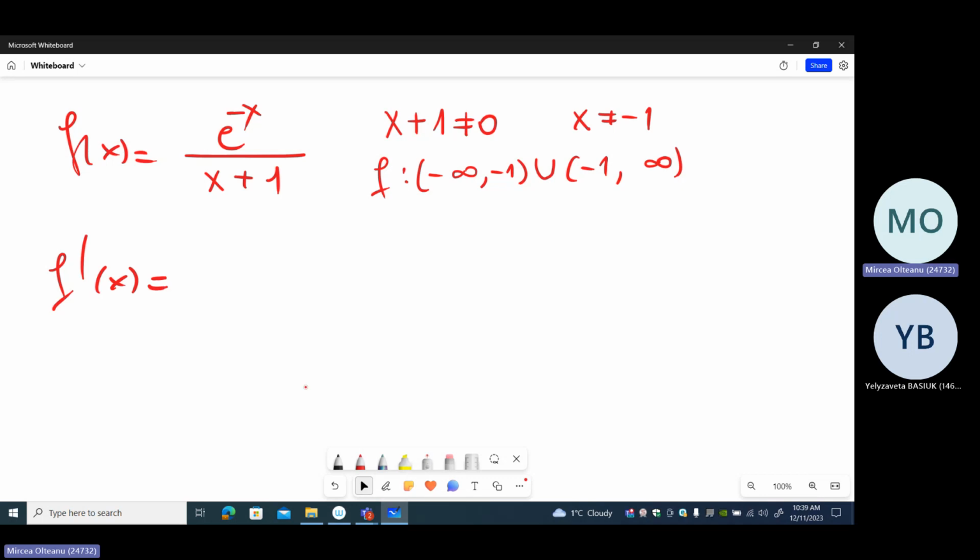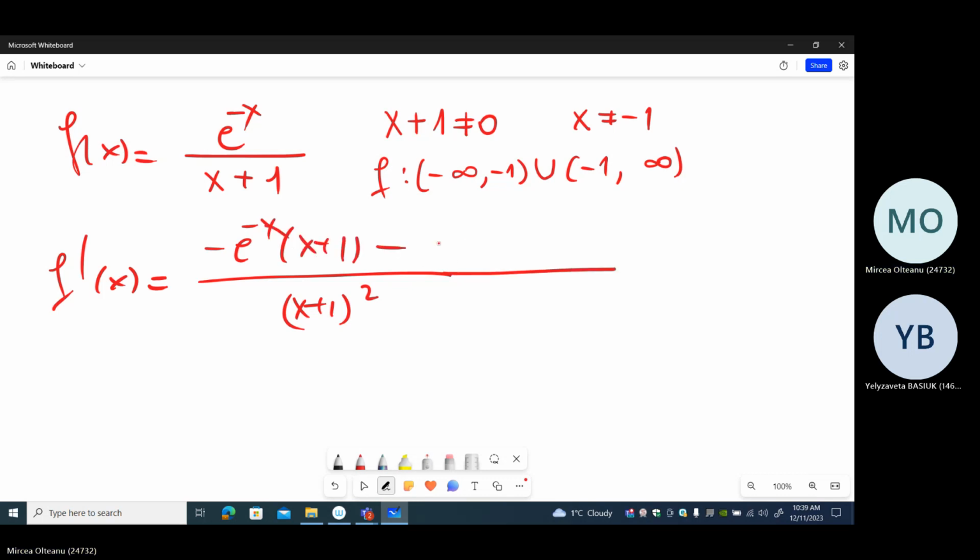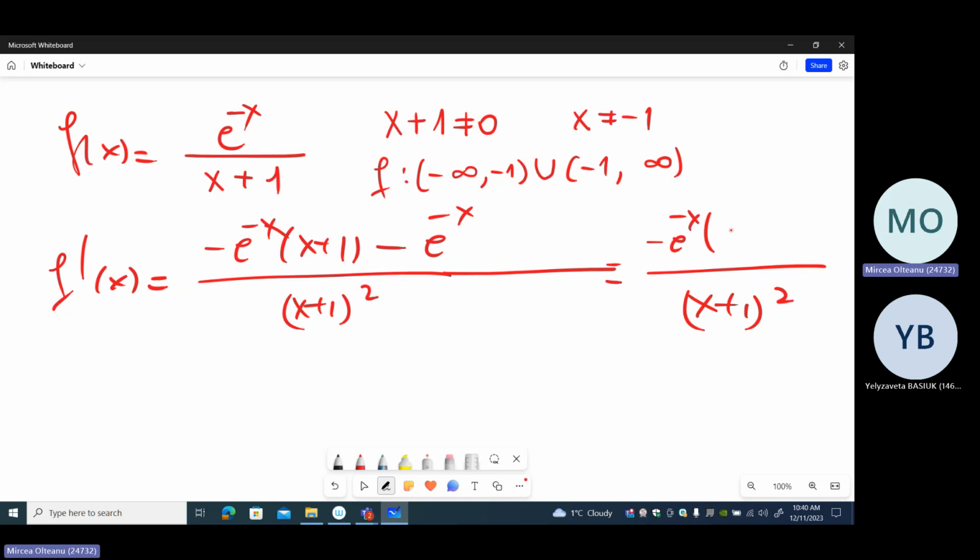Okay, let's check it. The derivative will have on the denominator x plus 1 squared, and above we have minus e to the minus x times x plus 1 minus e to the minus x. Yes? This is the formula for the ratio. So below we have x plus 1 squared, and above we shall have minus e to the minus x times x plus 2. Is it okay?